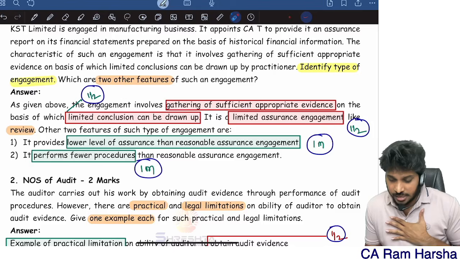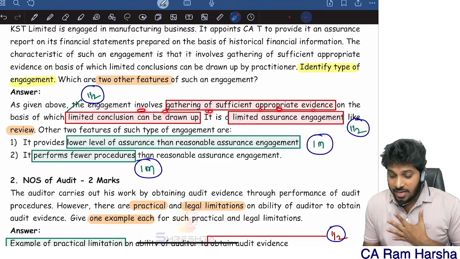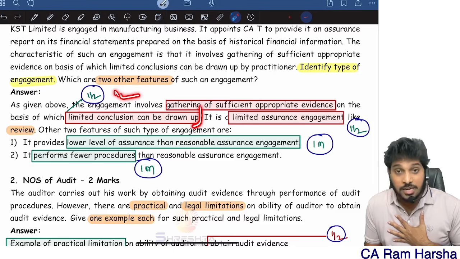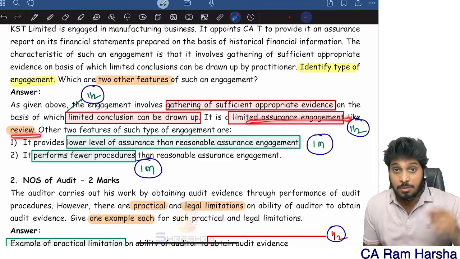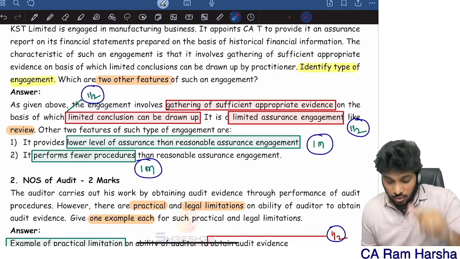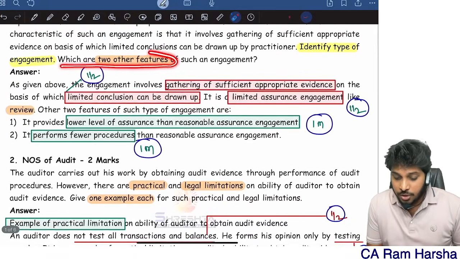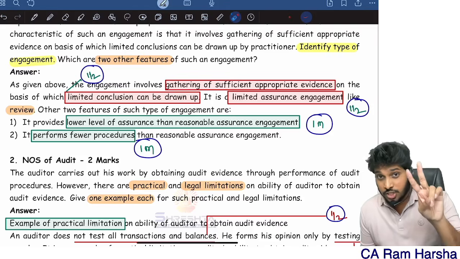In your answer sheet, first sentence, as given above, the engagement involves gathering of evidence on the basis of which limited assurance can be drawn. For this, half mark. Limited assurance engagement means review, or it is a review engagement. Any of this you must have written, then only half mark. Further, there is another question. What are the 2 features of such engagement?